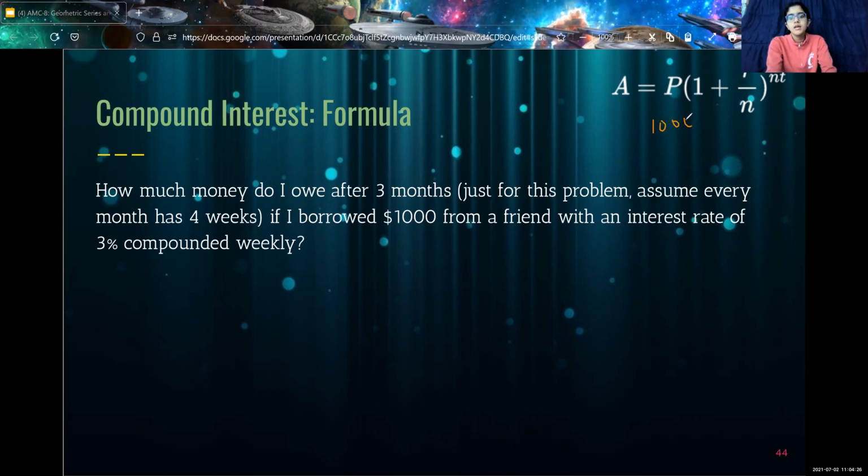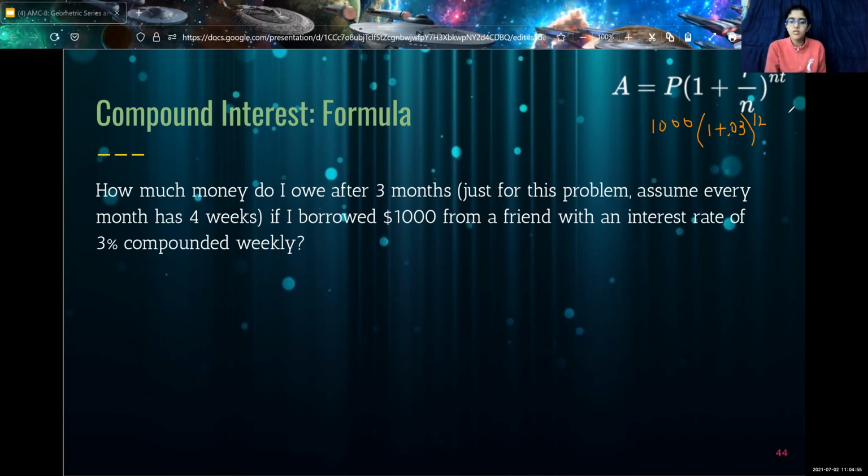1,000 multiplied by 1 plus R, which is 3%, and because we have weeks, this is 0.03. And because we have weeks as the number of terms, we don't do anything with n. n is 1, and t is 12, because 3 times 4 is 12. So we get 1.03 to the power of 12 multiplied by 1,000.